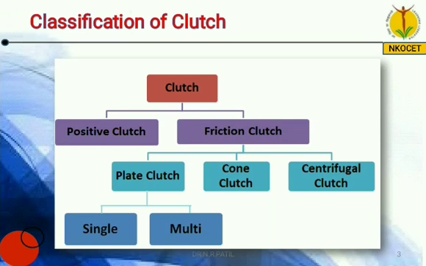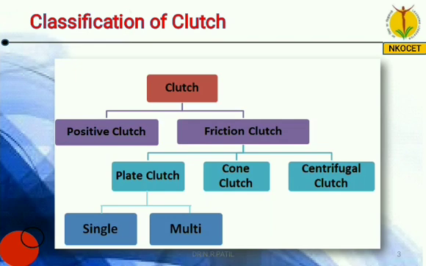Friction clutches are further classified or divided into three types. One is plate clutch. Plate clutch, the name itself indicates, the power is transmitted by means of two mating plates. Cone clutch, the power is transmitted by means of conical surfaces when they are brought in contact. And centrifugal clutch works on the principle of centrifugal force. It means the power is transmitted because of the centrifugal force. It works on the principle of friction only, but the friction occurs because of the centrifugal force exerted.